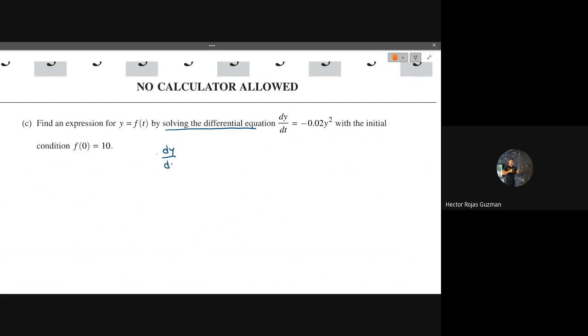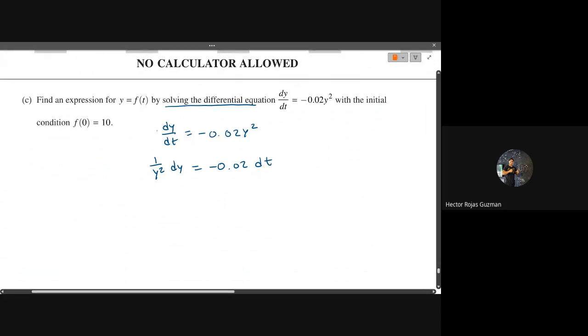So dy/dt equals negative 0.02 y squared. You can't take the antiderivative straight up. This is a differentiable function with respect to t, and there are no t's. So you have to use separation of variables. I'm going to divide by y squared and multiply by dt. That should get you a point for separating the variables.